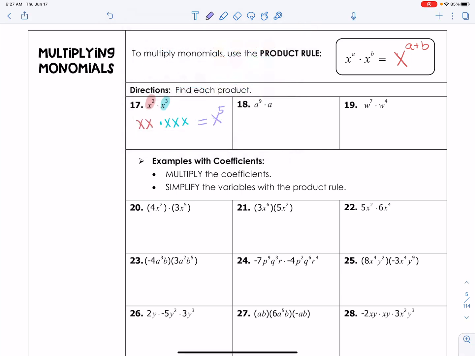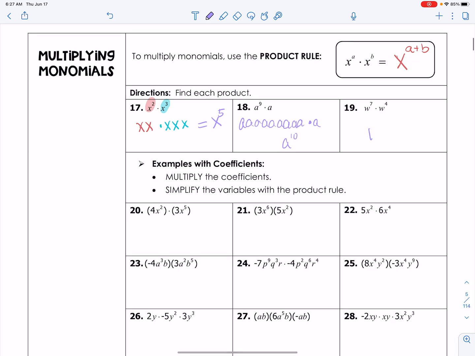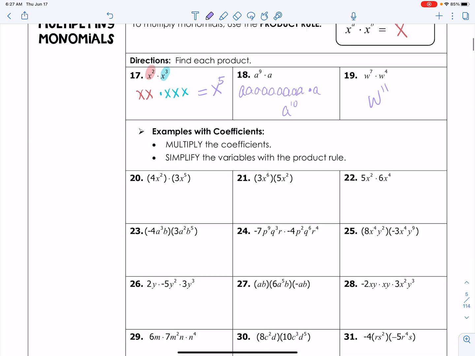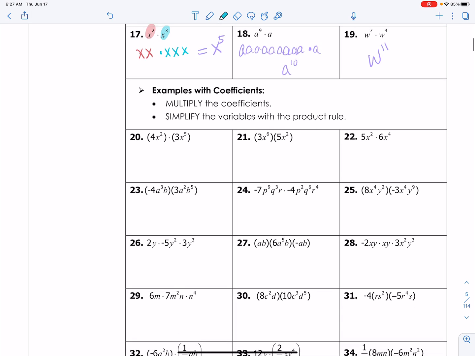Same thing. I really don't want to draw this, but this right here would be 9 A's, 2, 3, 4, 5, 6, 7, 8, 9. And then you have another A, and so all together you would have 10. So this, instead of drawing it, would be W to the 11th. So when you multiply, there's some good notes here. You're going to multiply the coefficients and then simplify the variables.